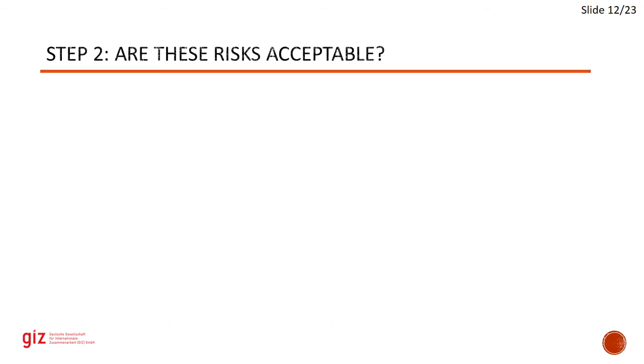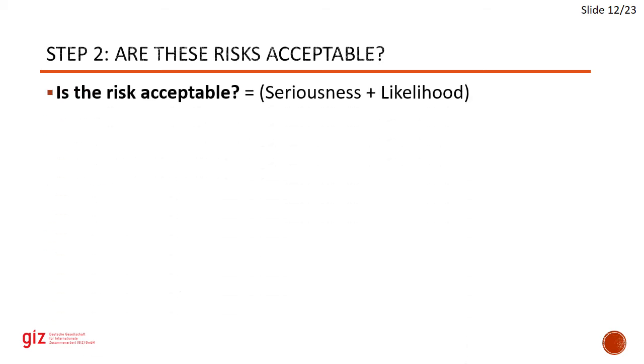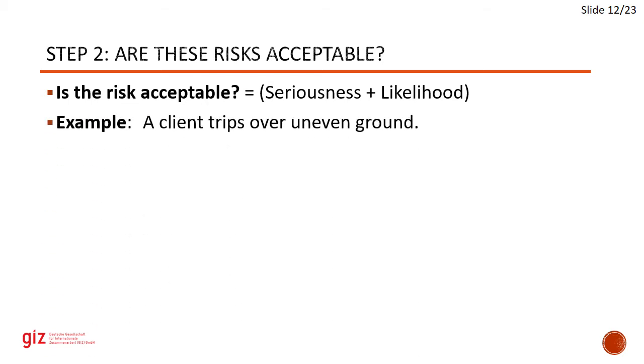So again, are these risks acceptable? To find out, we simply add seriousness and likelihood. Let's demonstrate this in an example. Let's take the risk of a client tripping over uneven ground. Let's say this is low seriousness. The client is only going to be a little unhappy, so we give seriousness a value of 1. And let's say that it's medium likelihood, since tripping happens sometimes in adventure tourism, so we give likelihood a value of 2.